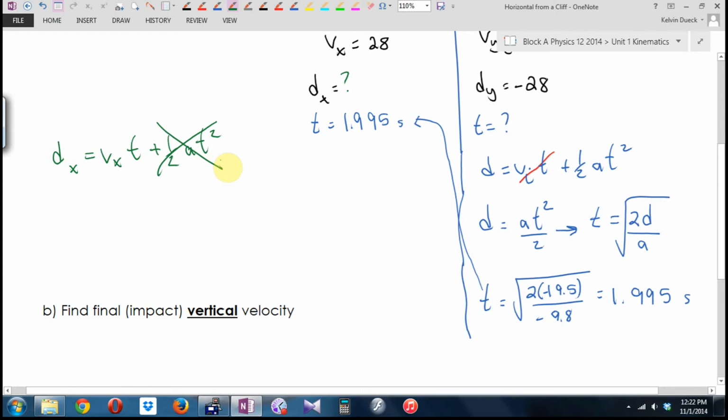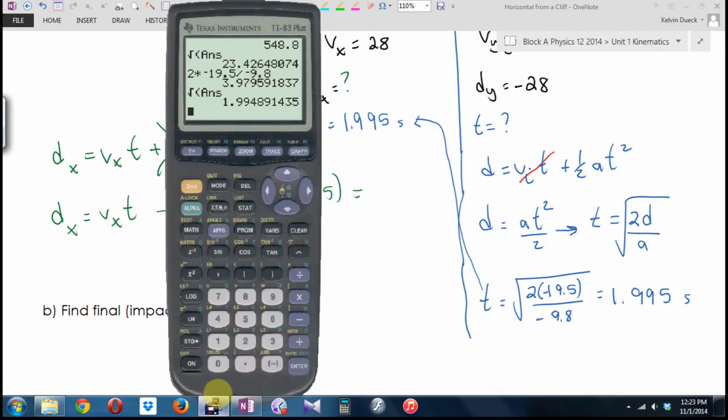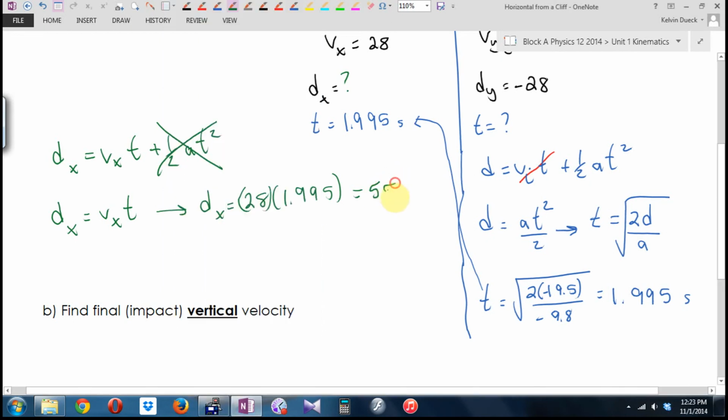Again, most common mistake. Kids put a negative 9.8 into a horizontal. Don't do that. The range is just vx t. The range is going to be 28 times 1.995. It's going to be really close to 56. 55.9 meters.